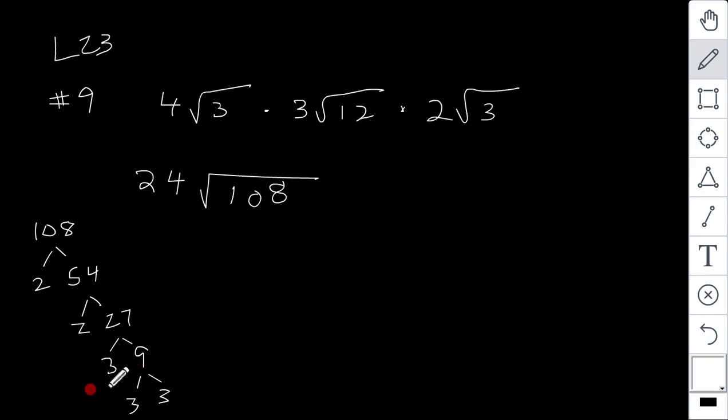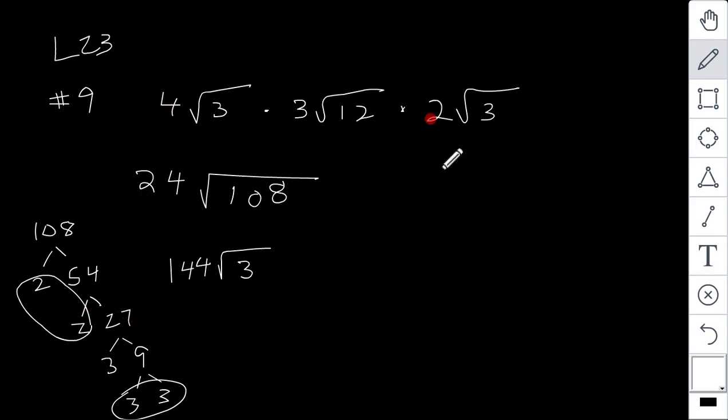Then I'm going to show you a shortcut. So we circle the pairs. We're going to take out a 6. 24 times 6 is 144. And the number left in the box would be this lonely 3. Okay, long way. Short way.